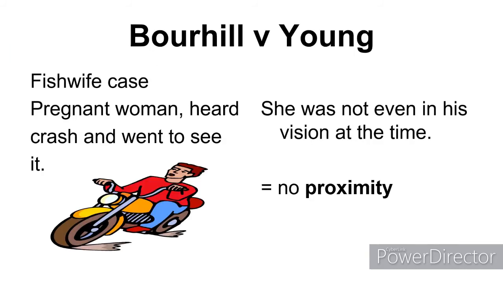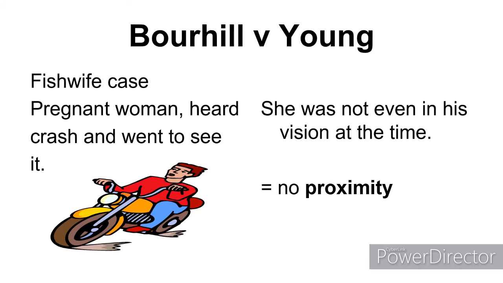And a case that illustrates this idea is Bourhill v Young. Sometimes people refer to this case as the fishwife case. I have no idea why. And basically what happened here was a pregnant woman was travelling on a tram, I believe, and she heard a crash, got off the tram and walked some distance to have a look at the crash. She later miscarried her child and claimed that it was a result of seeing the crash.